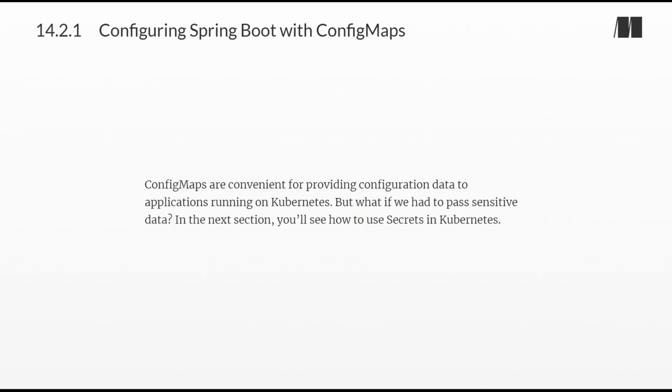When you're done testing the application, stop the port-forward process with Ctrl+C, and delete the Kubernetes objects created so far. Open a terminal window, navigate to your Catalog Service project, catalog-service, and run the following command, but keep the cluster running, since we're going to use it again soon. Config maps are convenient for providing configuration data to applications running on Kubernetes. But what if we had to pass sensitive data? In the next section, you'll see how to use secrets in Kubernetes.